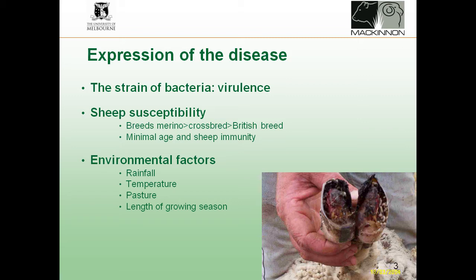Once sheep have had footrot, they can still get it again. You don't get that immunity like with some diseases, where once they get it, they won't get it again because they're immune. It doesn't work with footrot. And obviously the other thing which is really important is environment: the rainfall, wet conditions, temperature.